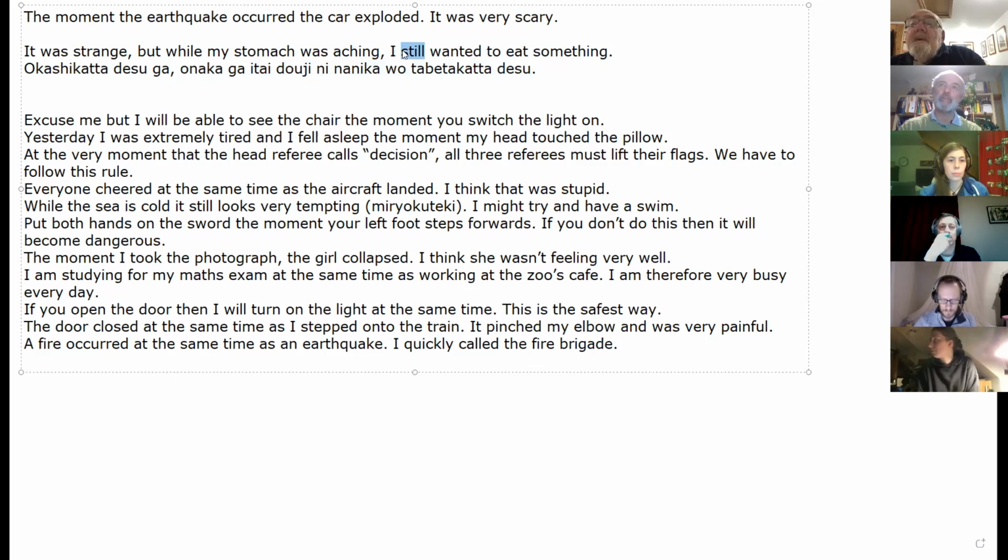Yeah, it's not meant to mean the continuation of something. It's meant to mean even though, contrary to expectations. So this still is also included in this doji ni. We don't need to worry. We don't need to put in mada or anything like this here. Like we don't have to say mada nanika o tabetakatta.